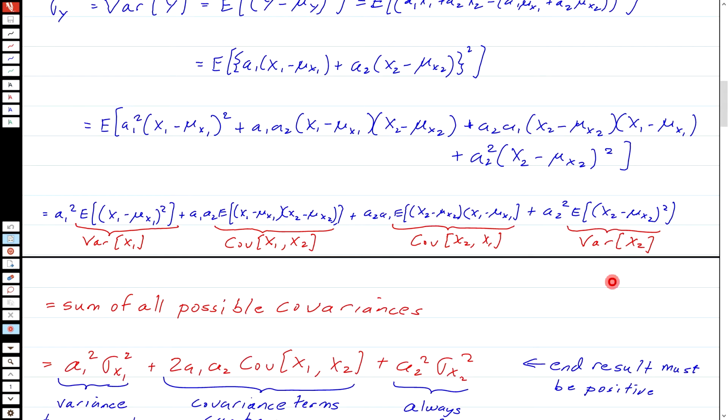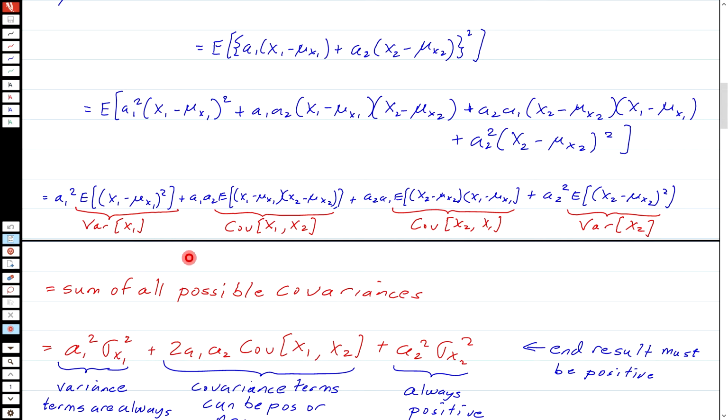So we can say that this is the sum of all possible covariances. If we remember from the last lecture that the variance of x1 is just the covariance between x1 and itself, and the variance of x2 is just the covariance between x2 and itself. So we end up with the covariance between x1 and x1, the covariance between x1 and x2, the covariance between x2 and x1, and finally the covariance between x2 and itself.